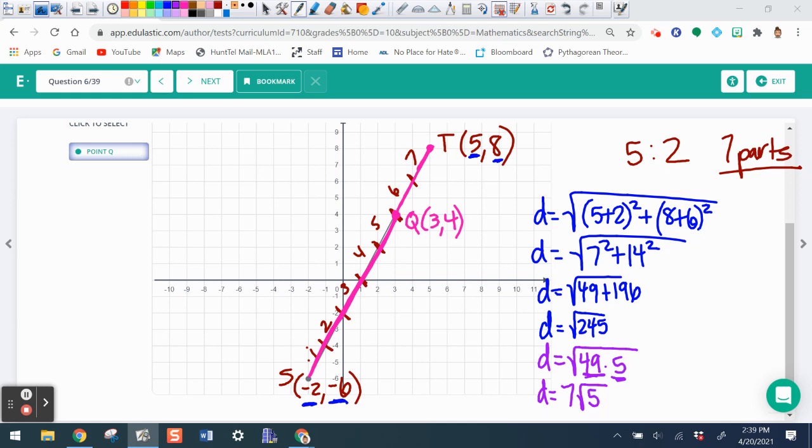Well, go back to what I was referring to about the 7 parts. So the length from S to T is 7 times the square root of 5. So if it's a matter of 5 to 2, then from S to Q, we should see 5 times the square root of 5, and from Q to T, we should see the other two parts, 2 times the square root of 5. So I'm looking for 2 times the square root of 5 in distance. Well, some of you are probably still asking, how does that help us? How do I know what 2 times the square root of 5 is?